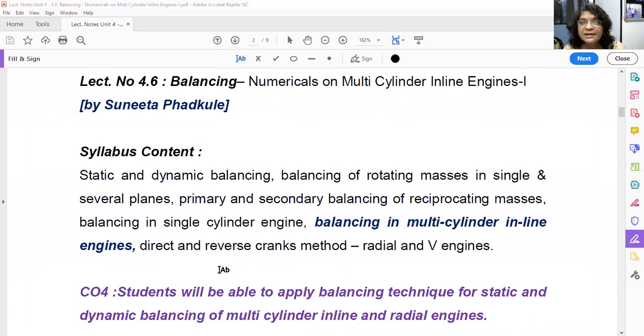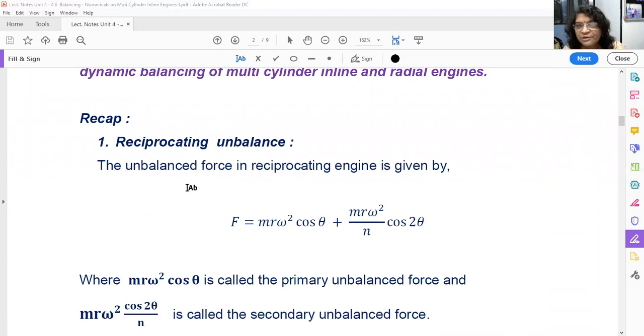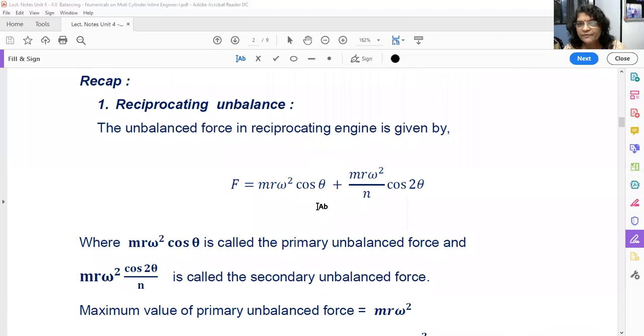What we have seen in the earlier lecture, let us revise. So reciprocating unbalance, we have learned theory in earlier lecture, correct? The unbalanced force in reciprocating engine is given by the formula F is equal to mr omega square cos theta plus mr omega square upon n into cos 2 theta. Where this component, mr omega square cos theta, is known as a primary unbalanced force, and the component mr omega square upon n into cos 2 theta is known as a secondary unbalanced force.